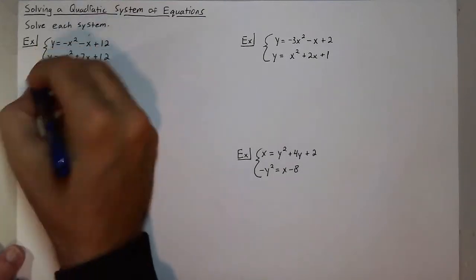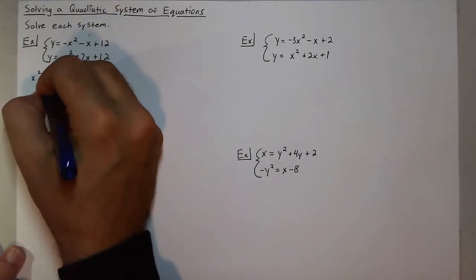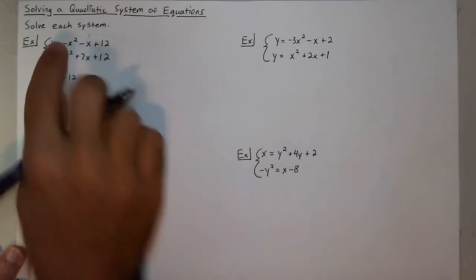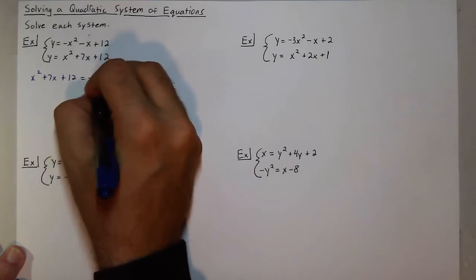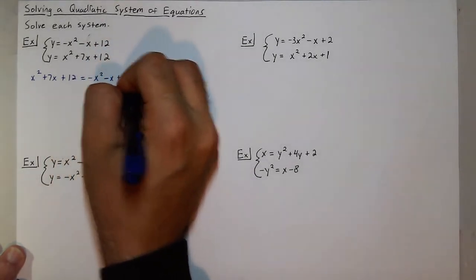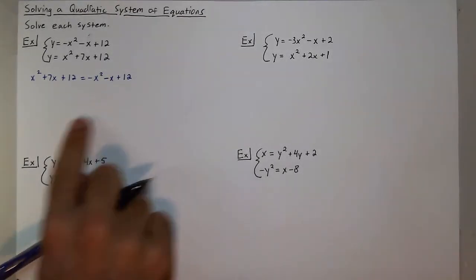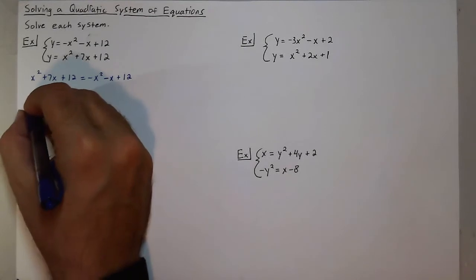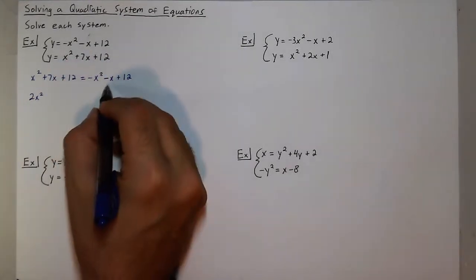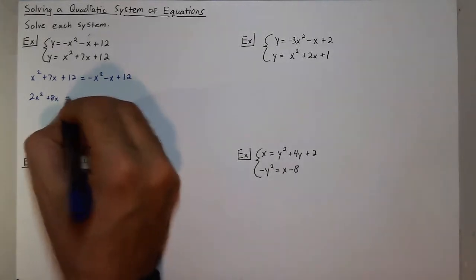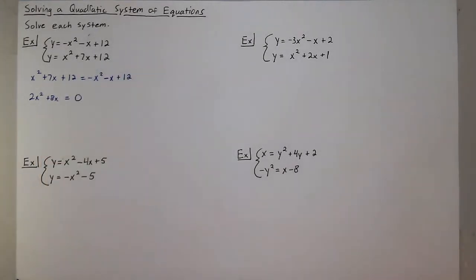So we can get x squared plus 7x plus 12, which replaces that y, is now equal to negative x squared minus x plus 12. And then we will proceed to move everything to one side of the equation. So we'll add x squared, giving me 2x squared. We'll add x, giving me 8x. Then we'll subtract 12, which cancels out those 12s. So we now have 2x squared plus 8x equals 0.